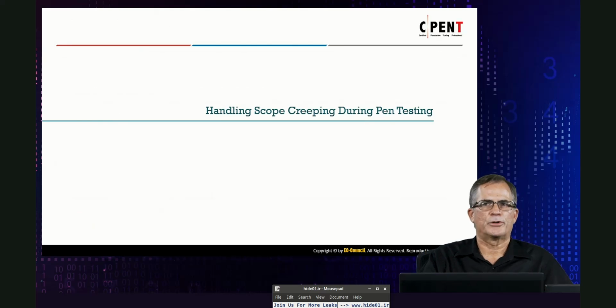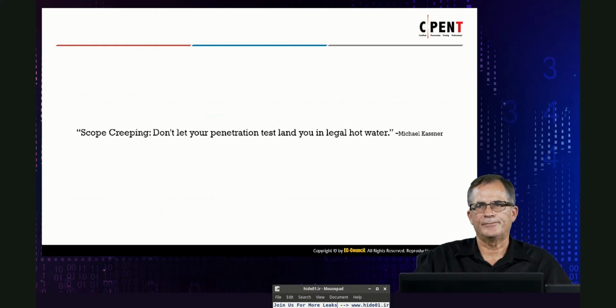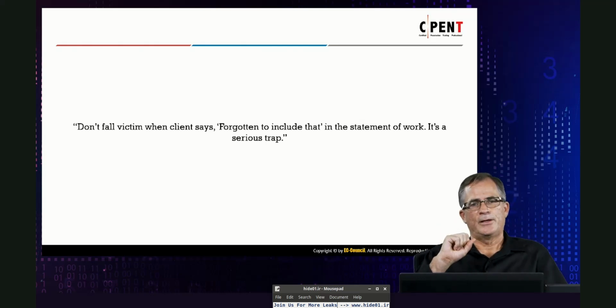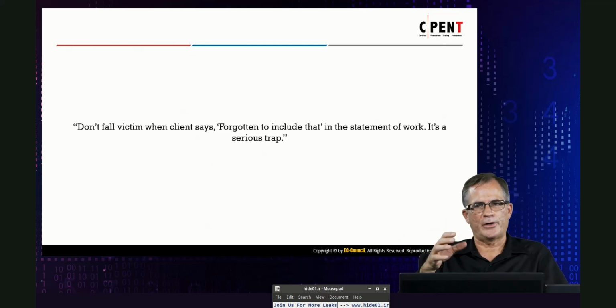So what about scope creep? Let's talk about handling scope creep during pen testing. Well, unfortunately, it happens. So don't let your penetration test land you in legal hot water. We got to be careful with scope creep. We always do, right? Don't fall victim when a client has forgotten to include something in a statement of work. It's a serious trap. Remember, you, with a statement of work, are defining what you're going to test. If the client comes back later and says, oh, we forgot that, then you have to do what's called a contract mod. So you're going to do a contract mod to include that.